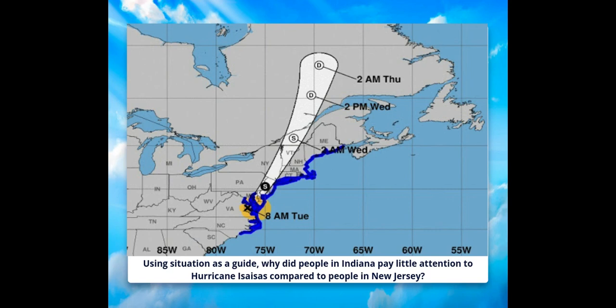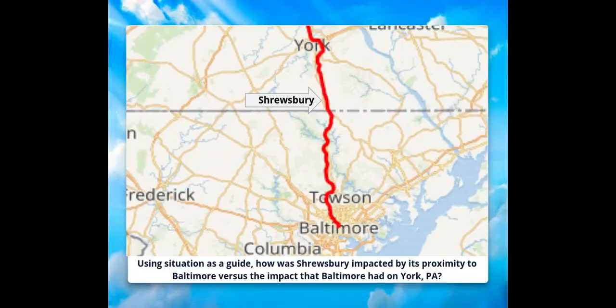But the reason that people in New Jersey care a lot more about this particular hurricane is because they are nearer to it. They are relatively close to it. Their situation is closer to it. And that's something we need to think about and investigate.